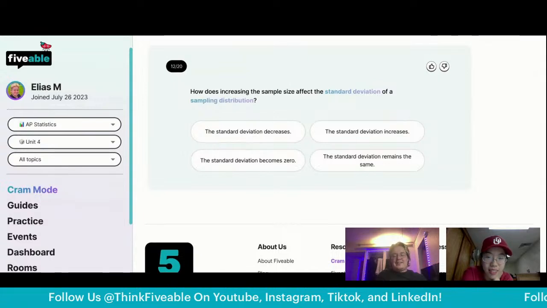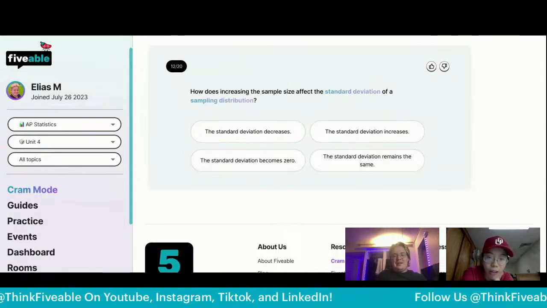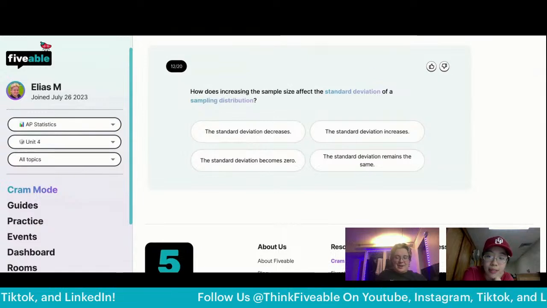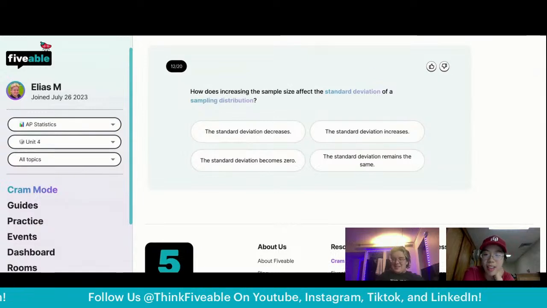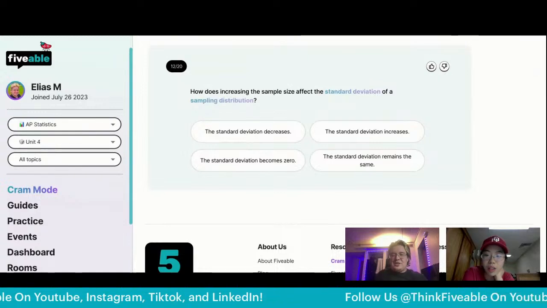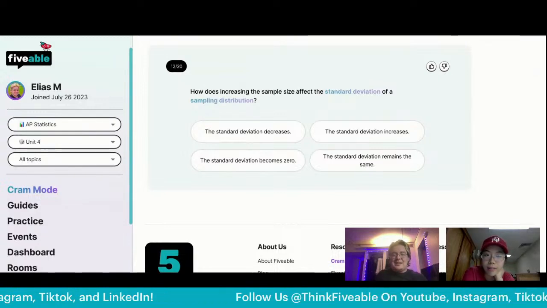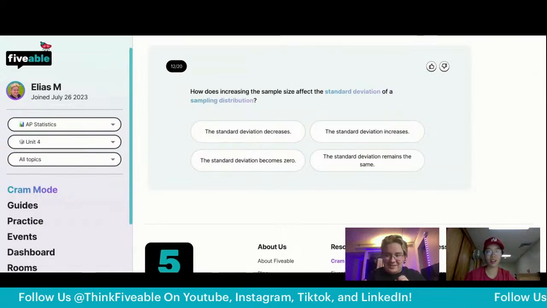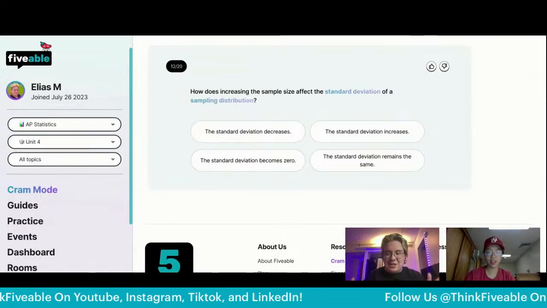Also, a fun fact about increasing the sample size. This is a very broad statement, which is kind of a hint for you guys. Saying, how does increasing the sample size impact the standard deviation? How does throwing more dots in impact the dot?